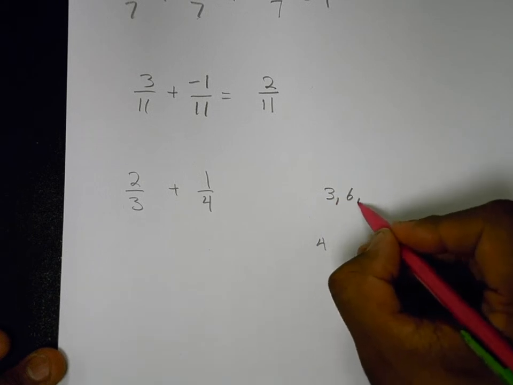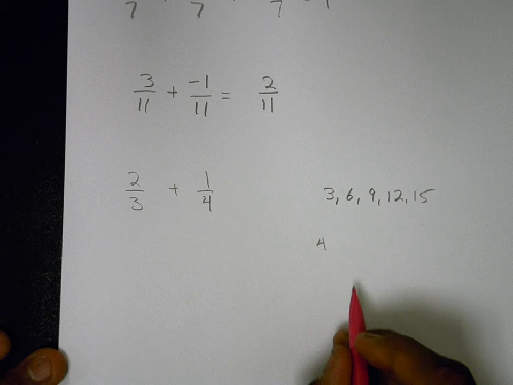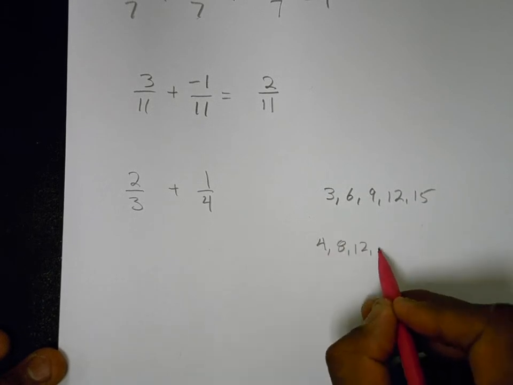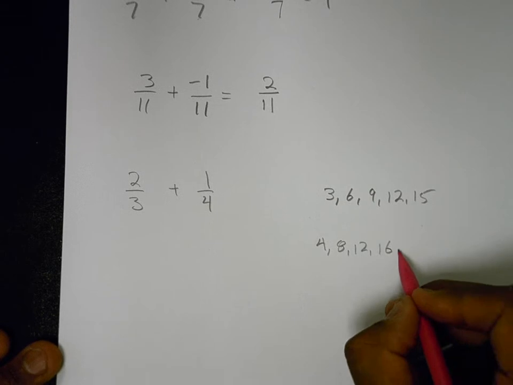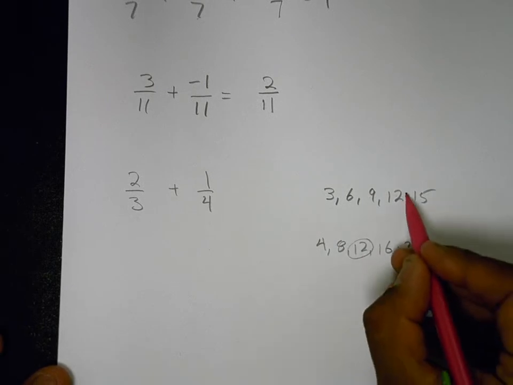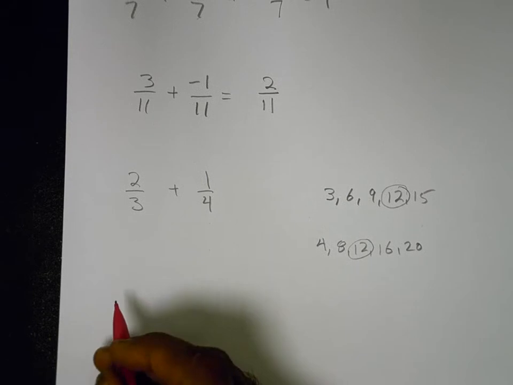So 3, 6, 9, 12, 15. Okay? And then I do the same with 4, 8, 12, 16, 20. And what I do is look for the least common one, which is a fancy way of saying the smallest one that's the same, and it's 12. Okay? So I'm going to turn these bottoms into 12.